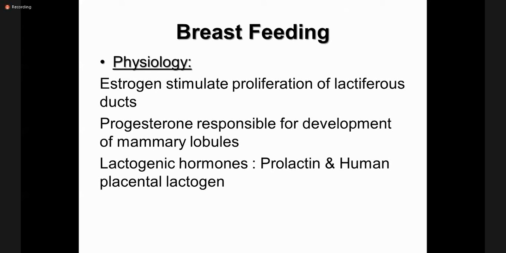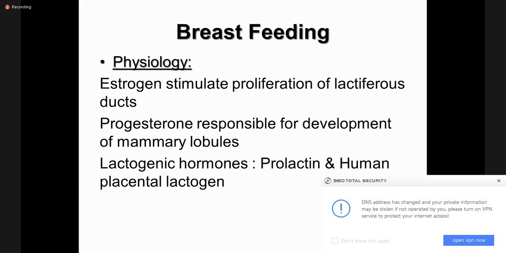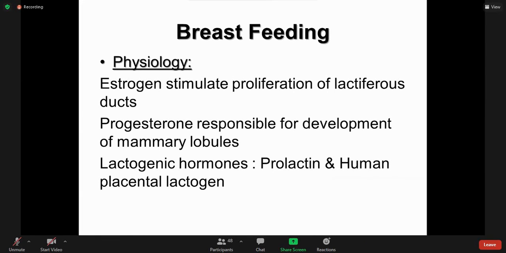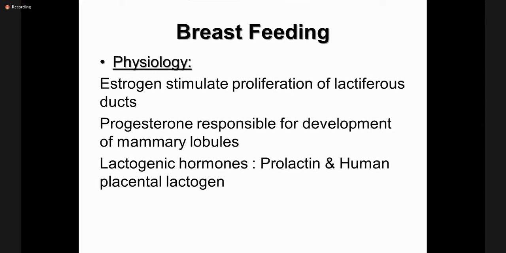Other is breastfeeding. In puerperium, what happens? Now we come to the breastfeeding. What is the physiology behind breastfeeding? First, the estrogen stimulates the lactiferous duct proliferation. These also come in MCQs: what causes proliferation of the lactiferous ducts, or which hormone causes it? So this is the estrogen.